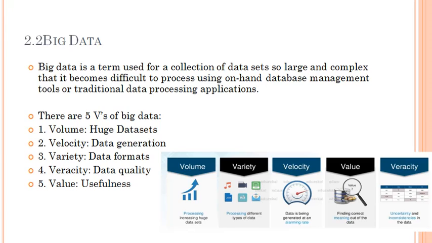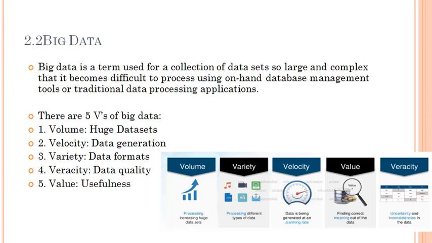There are 5 V's of big data. Number one is volume, number two is velocity, number three is variety, number four is veracity, and number five is value. Volume means the huge data sets or the large scale of data.